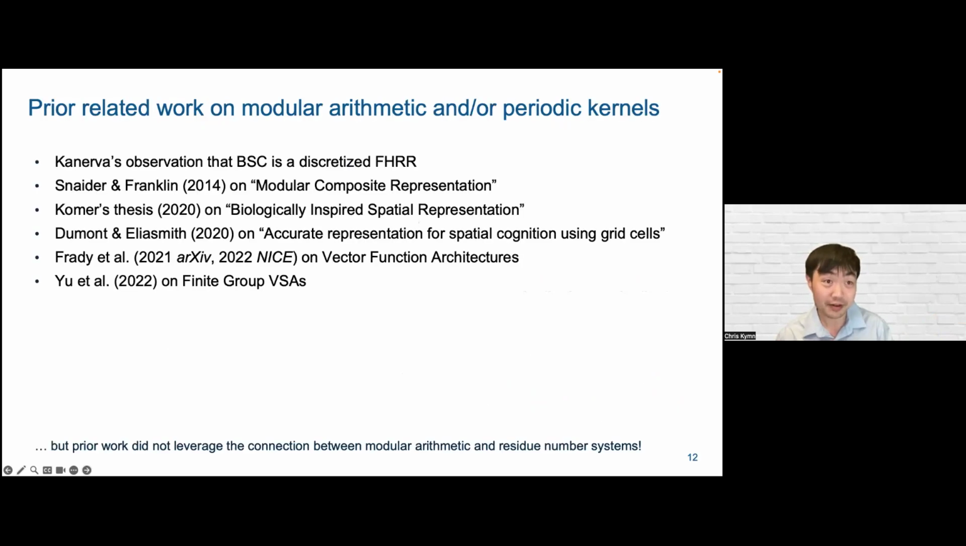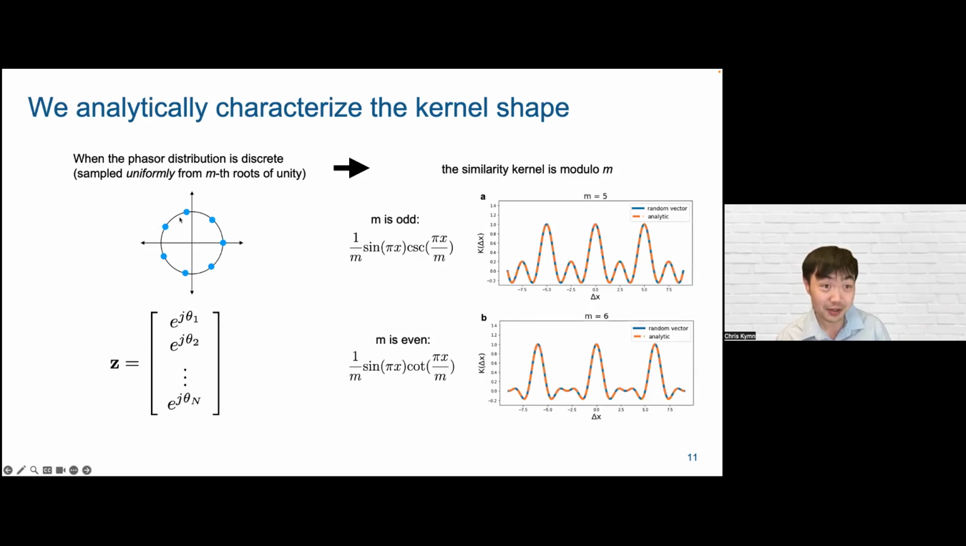Before going to that, I wanted to point out that there's a lot of interesting prior work on modular arithmetic and periodic kernels. In particular, I want to highlight this exchange between Kanerva and Tony Plate that's mentioned in Tony Plate's thesis, that if you think about binary spatter codes, you can think of these as a discretized version of the circular or Fourier holographic reduced representation, where it's discretized into a 1-bit or 2-state representation. And in addition to that, you can also think of the multiply, add, permute binary framework as another discretization along the unit circle. And it's worth noting that that ends up being a very special case of the phasor distribution from the nth roots of unity, where in this case, m equals 2.